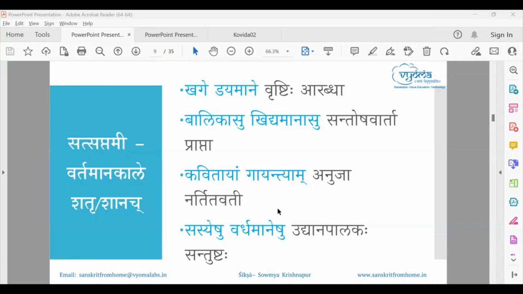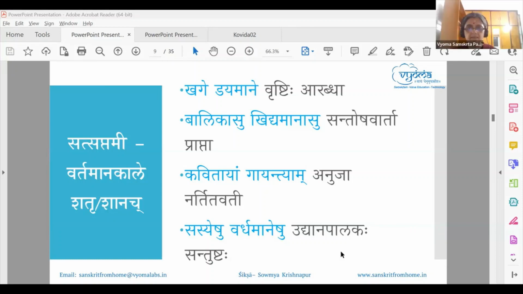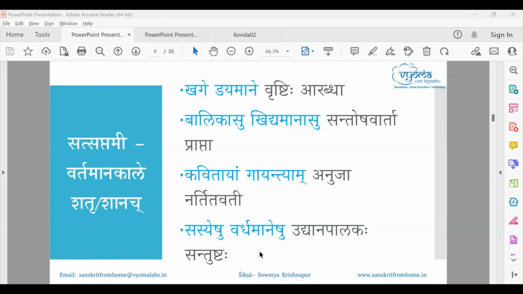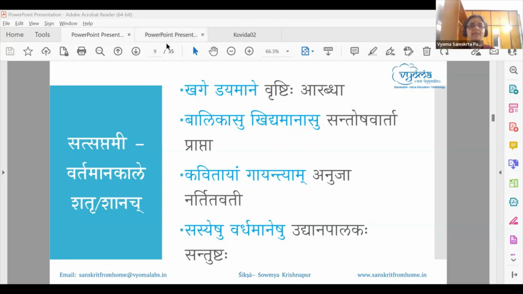And sasyeshu vardhamaneshu udyanapalakaha santushtaha. Udyanapalakaha, that is the gardener, the person who takes care of a garden. The gardener is content. Sasyeshu, plants, vardhamaneshu, when the plants grew, the gardener was happy. Okay, when the plants grew, the gardener was happy. Uttam, samyak. Dhanyavada.